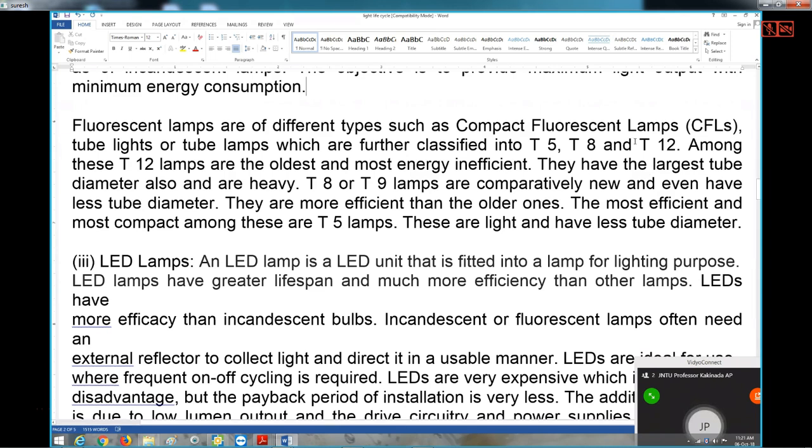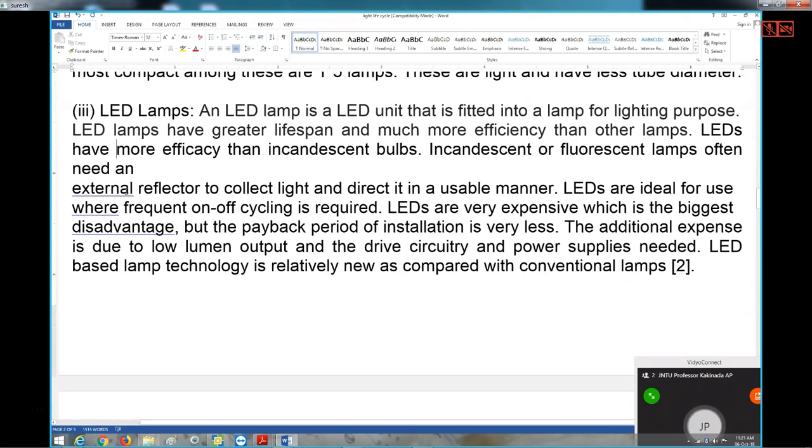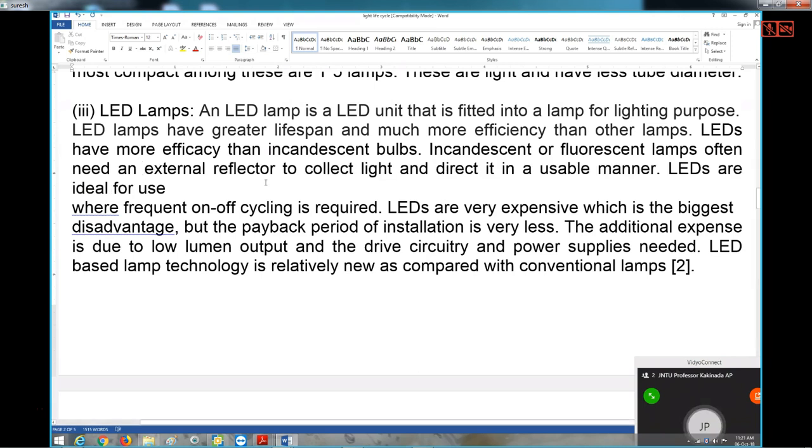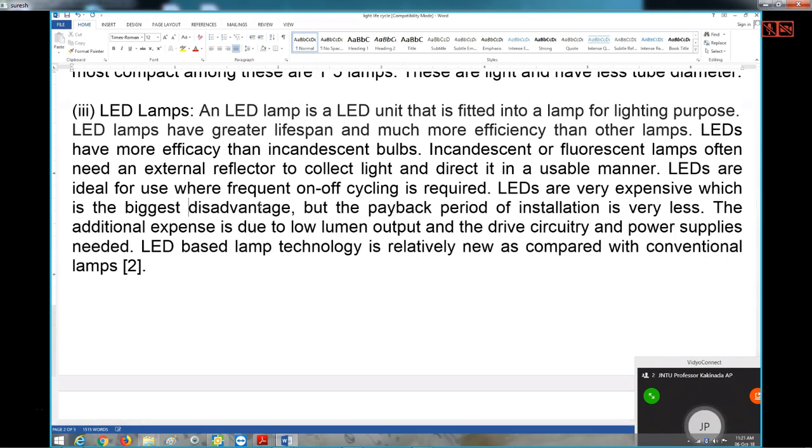Now another category we have is LED lamps. These LED lamps are fitted into some housing, so that they are provided with some support. That is mandatory. These LEDs are somewhat expensive, which is the biggest disadvantage.